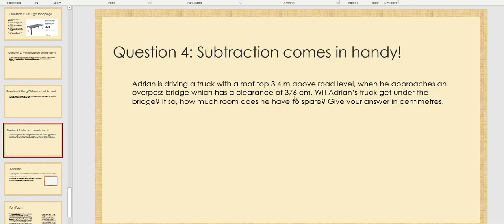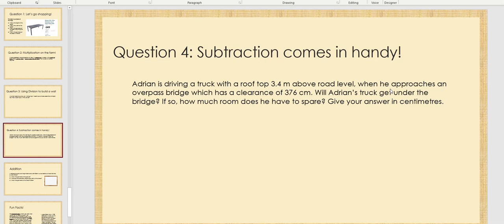If his truck is higher than that, he's going to smash into the bridge. And we've seen on the news a few times, especially last year, a lot of trucks hitting bridges in Melbourne. Now, will Adrian's truck get under the bridge? If so, how much room does he have to spare? And it says give your answer in centimeters.